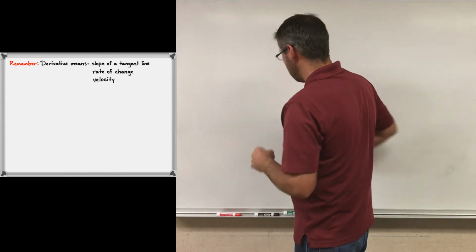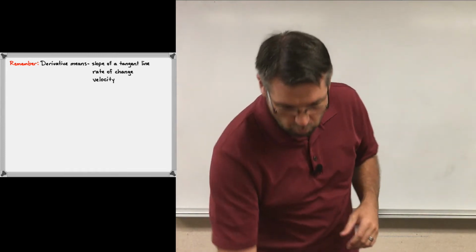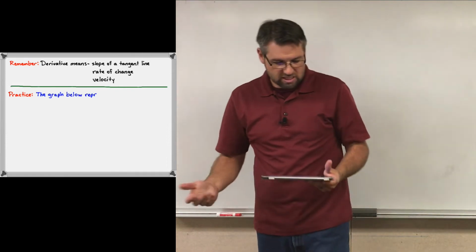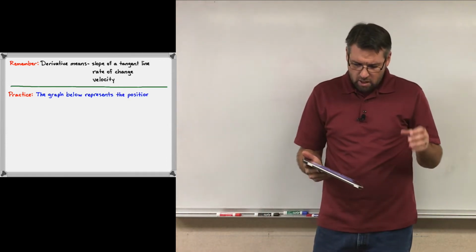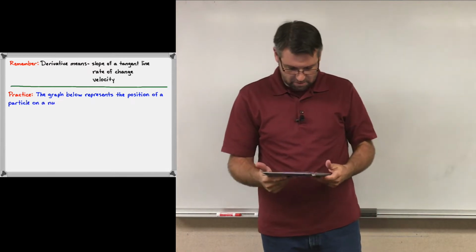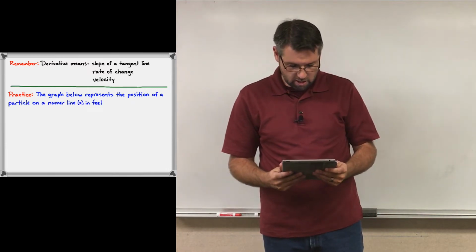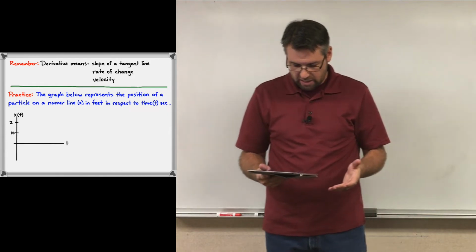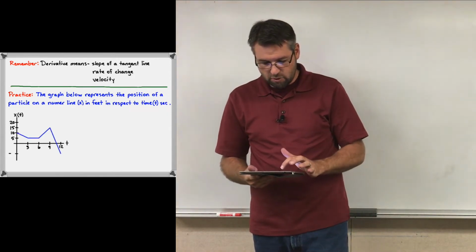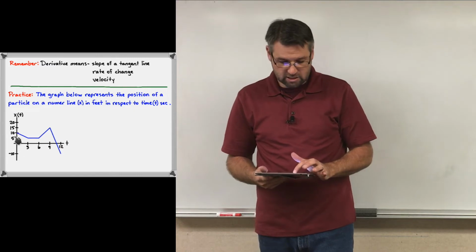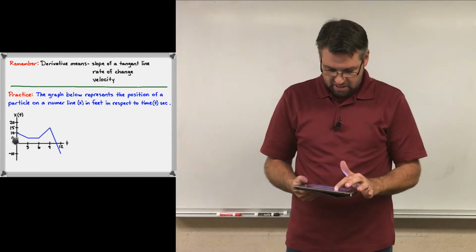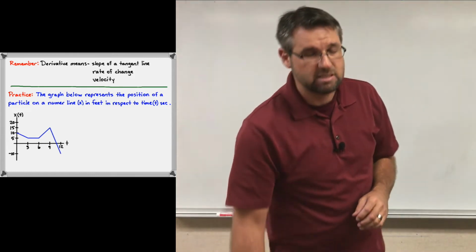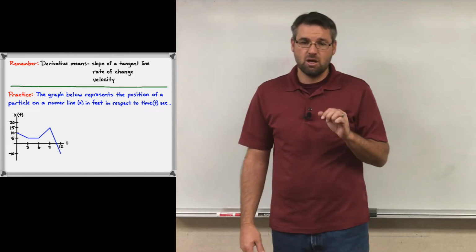So that's something that you're going to want to consider. And we'll talk more about how that relates and how that helps us out as we go along. So here's an example of that. The graph below represents the position of a particle on a number line, x of t, in feet with respect to time, in seconds. So you notice that the y-axis, x of t, is in feet, and then time is in seconds. This graph represents the position of a particle.